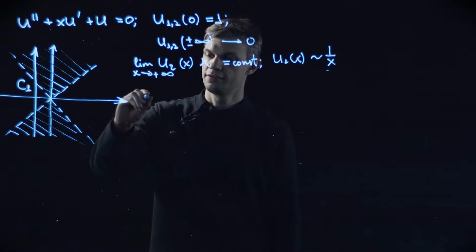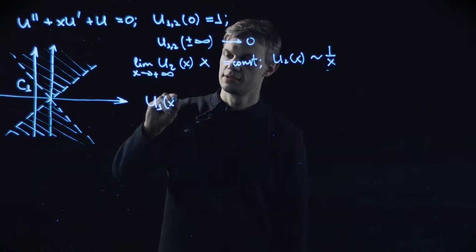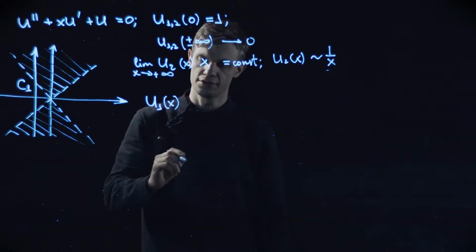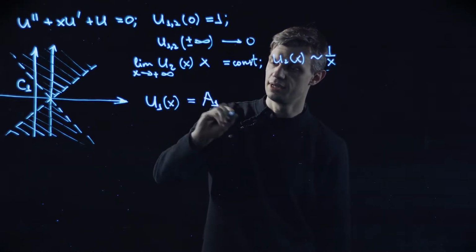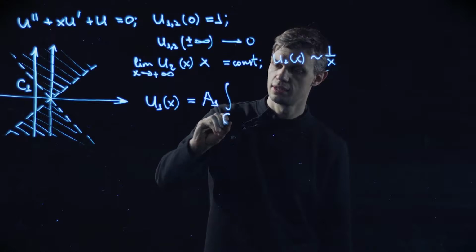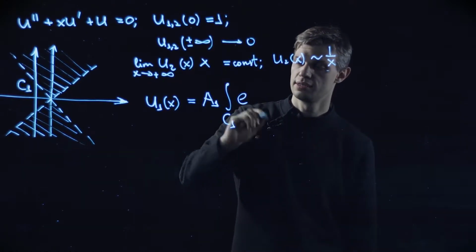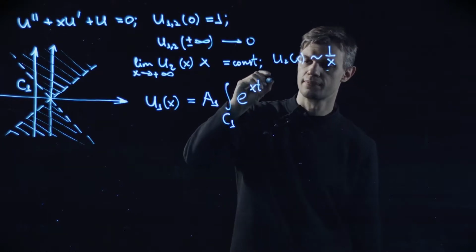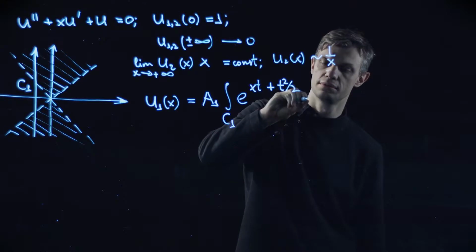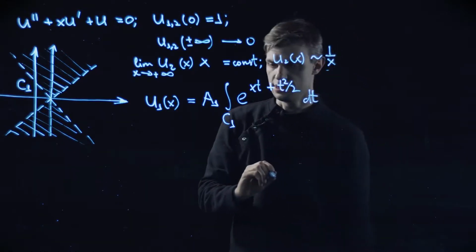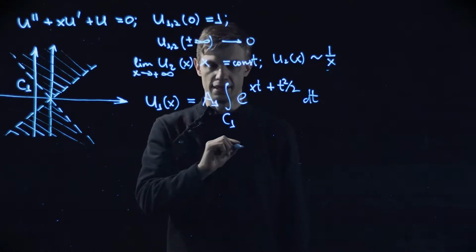So let's first investigate the behavior of the first solution defined by the first of our contours. Here it is. It's defined up to some multiplication constant, a1, which is to be defined later: the integral of e to the power of xt plus t squared over 2 dt. Okay, so first of all, let's normalize this solution.